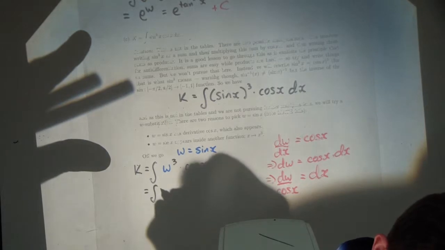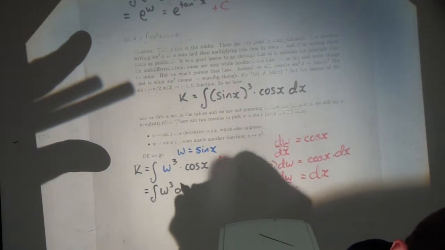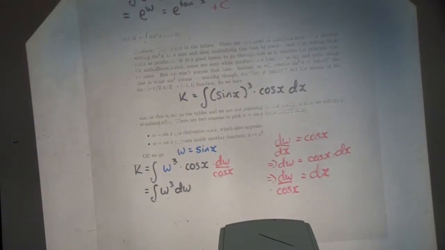So we have w cubed dw. The w substitution has worked. We've got a simpler antiderivative. So you go back to the tables. Is that in the tables? Yeah, the antiderivative of a power.